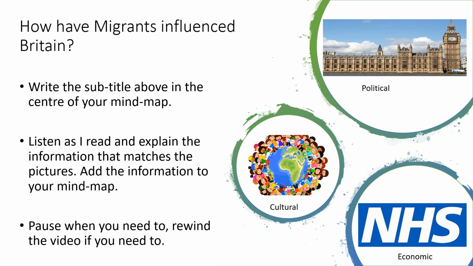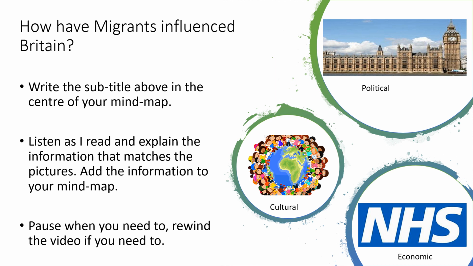You're going to write the subtitle above in the top left of the screen in the centre of your page, and it's going to be the centre of your mind map. So how have migrants influenced Britain? Then, as I read the text, you need to listen carefully and then add the information to your mind map in these 3 categories. So political, cultural and economic will form the 3 branches of your mind map.